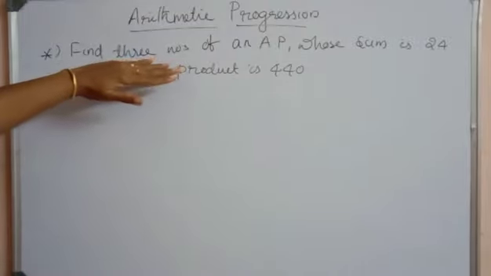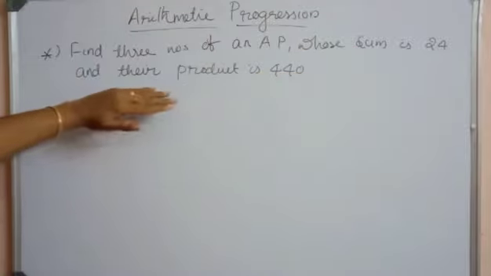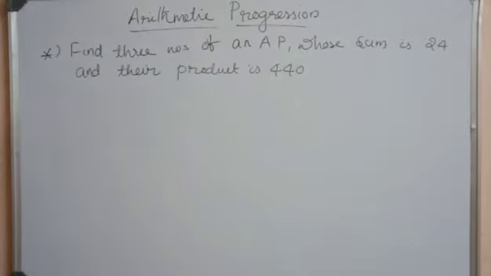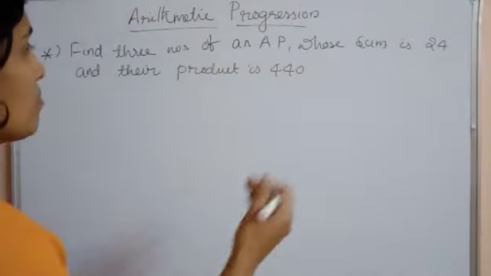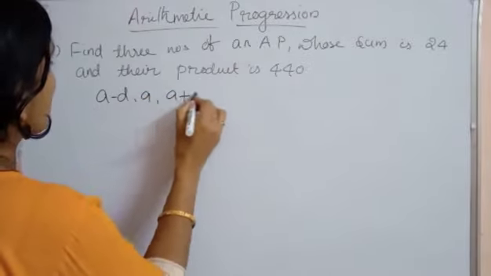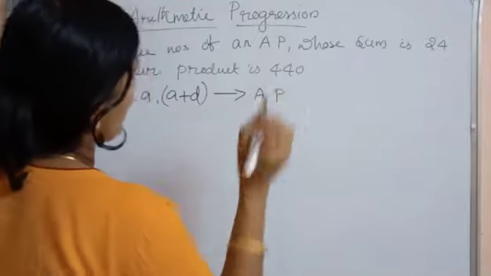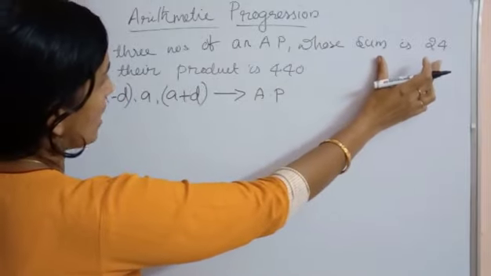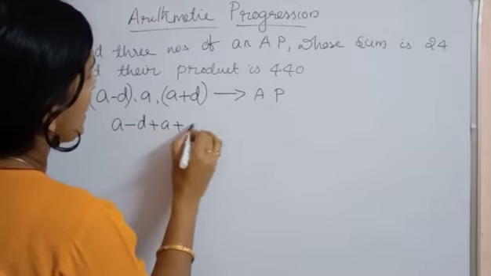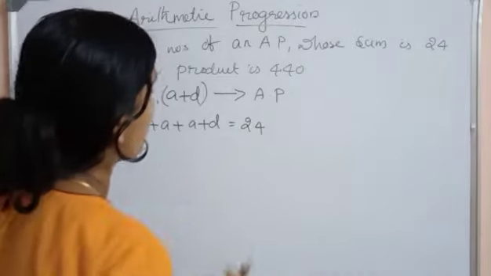Here the question is: find 3 numbers of an AP whose sum is 24 and their product is 440. So 3 numbers are given. When the sum of 3 numbers is given, how do we consider them? We can consider A minus D, A and A plus D as the 3 terms, that these 3 terms are in AP. So as per the condition, the sum is 24. The sum of the 3 terms of the AP is 24.